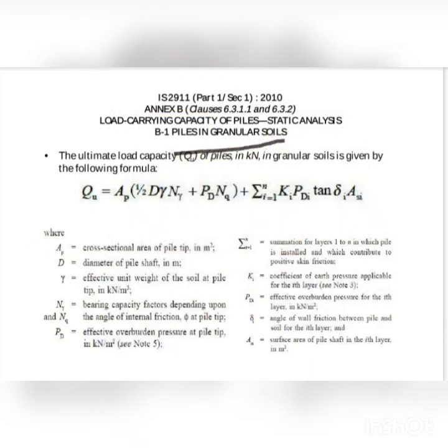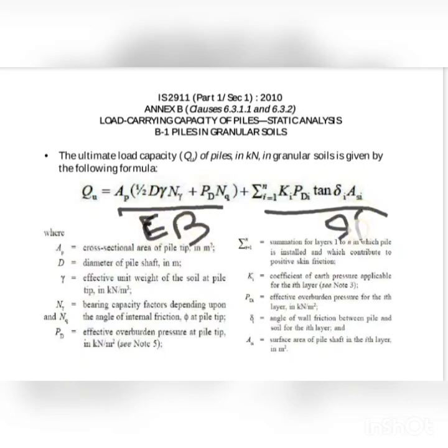Now you know the ultimate load capacity, that is capital Q suffix U, is the summation of the end bearing resistance portion and the skin friction resistance portion. This is the end bearing resistance portion. This is the skin friction resistance portion.